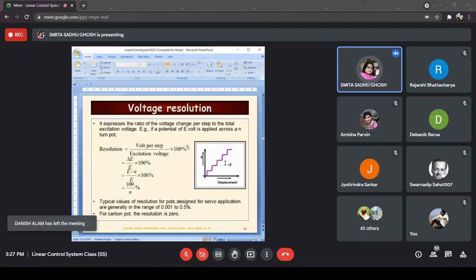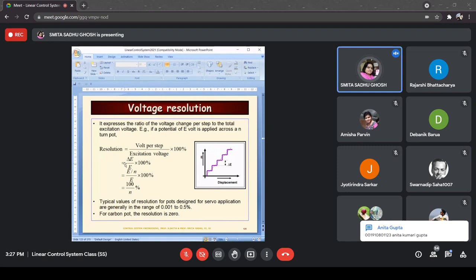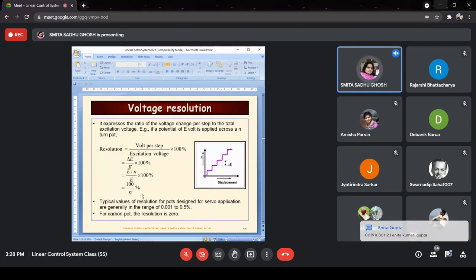So if we have a potentiometer or potentiometric error detector excited by 50 volts and having, say, 100 turns, and if we have the voltage of excitation, say 120 volts, and we still have 100 turns, then the resolution of both of those is going to be 100 by N, which is 100 by 100 turns. So the resolution is not going to depend on the amount of the excitation voltage. It is independent of it. It depends only on the number of turns, right?